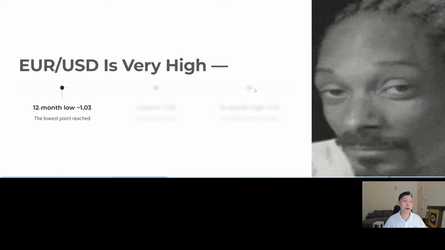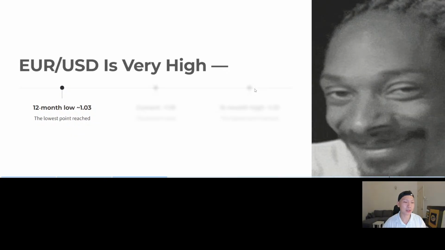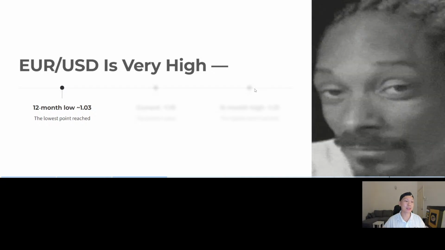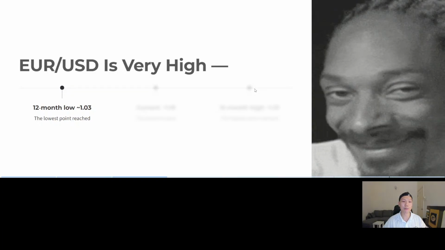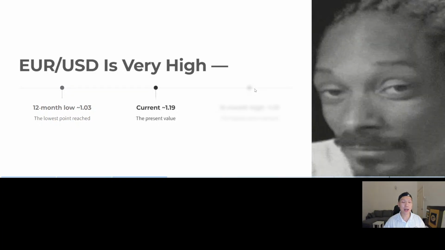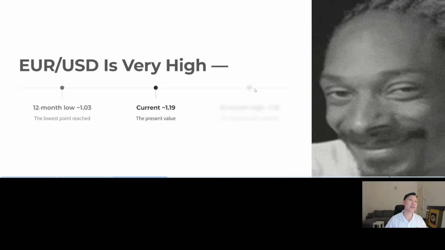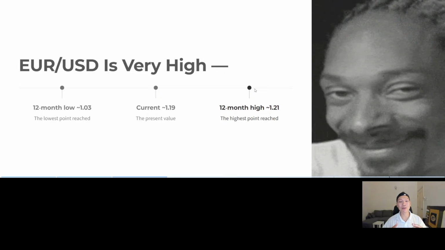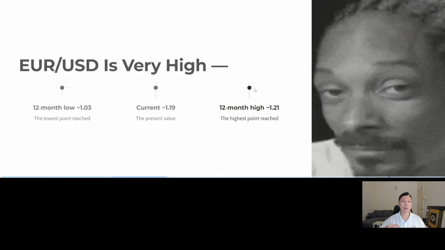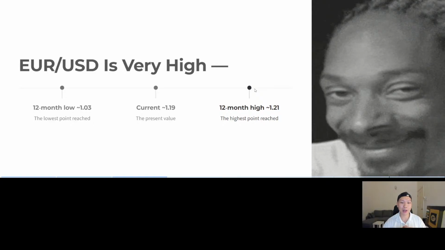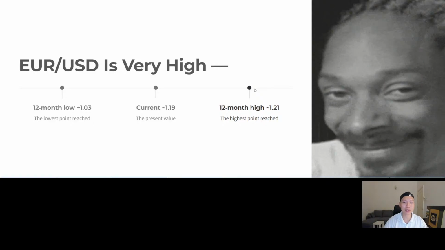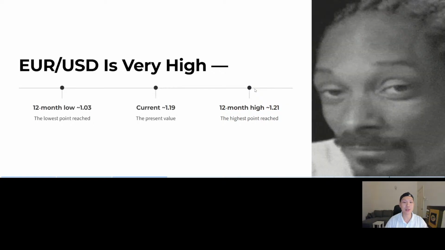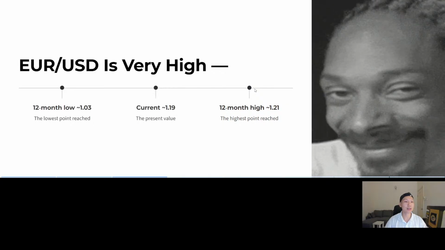Let's take a look at the 12-month low of euro USD. It is trading around $1.03, the lowest point reached within 12 months. And right now, the present value is $1.19. Now, what does this mean? This means that it is very, very close to the 12-month high, which is the peak of the price range, $1.21, the highest point reached in 12 months. Now, what does that actually indicate, guys?